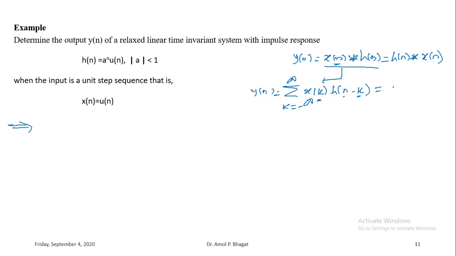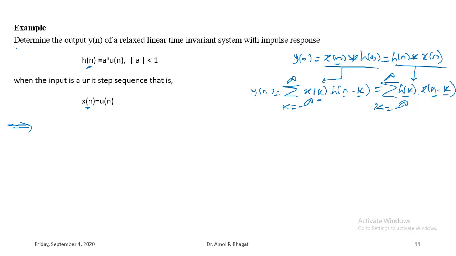But if I'm using the second form, then summation k from minus infinity to infinity, it will be h of k into x of n minus k. So h of k is kept as it is here, but the input sequence is folded and shifted, right? You can take this decision as per the given sequences of impulse response and input sequence. On which sequence the folding and shifting operation will be simpler, according to that we will be using one of these formulas.